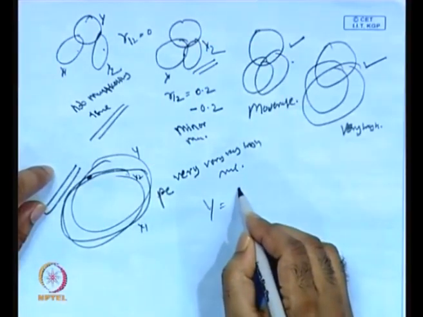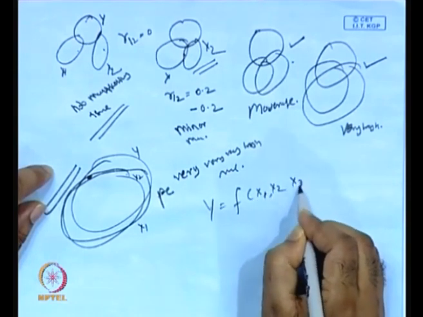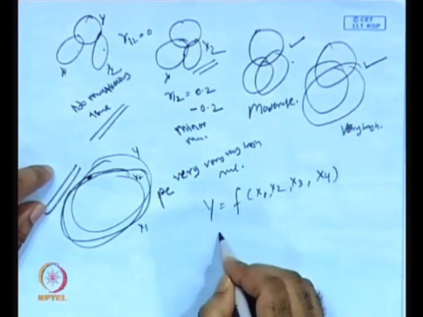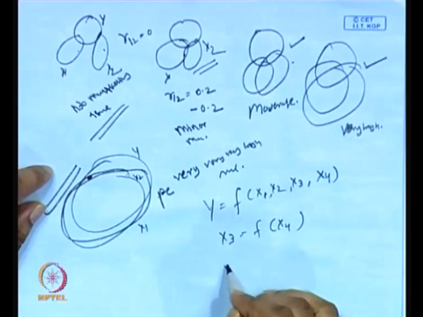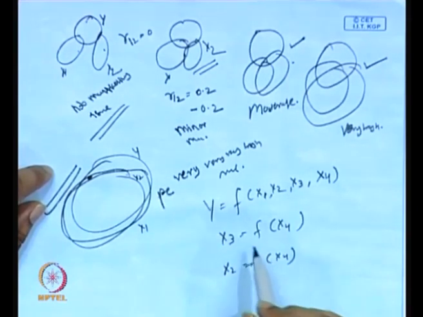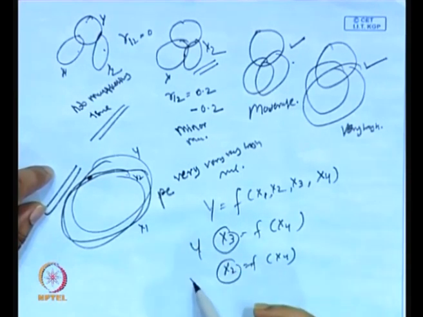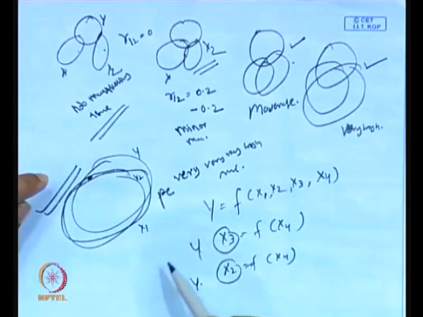But if within the x's, some x is a function of another x, that itself is regression analysis altogether. If I put y equal to a function of x1, x2, x3 up to x4, then I will find x3 is a function of x4, or x2 is a function of x4. So x3 can be considered as another y, and x2 as another y, because it is altogether the dependent side. Since most of the variables are interdependent in nature, by natural process, multicollinearity will always be there in the econometric model.